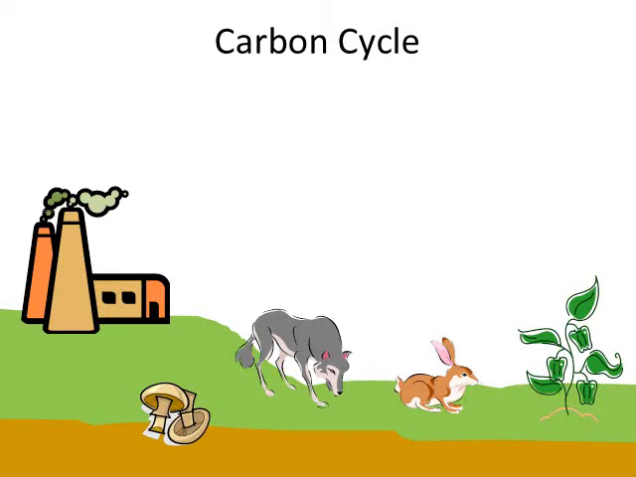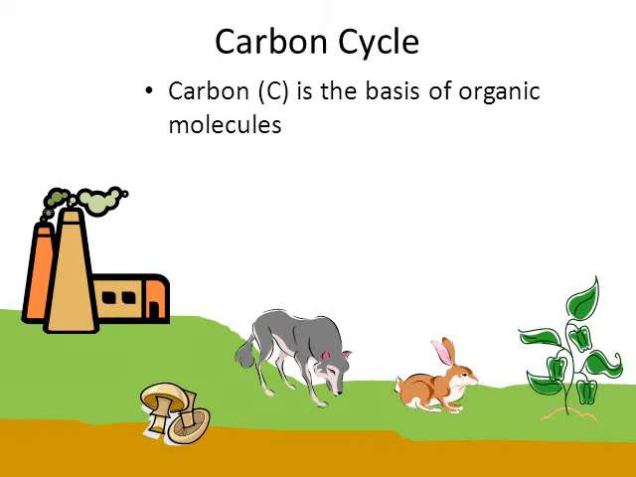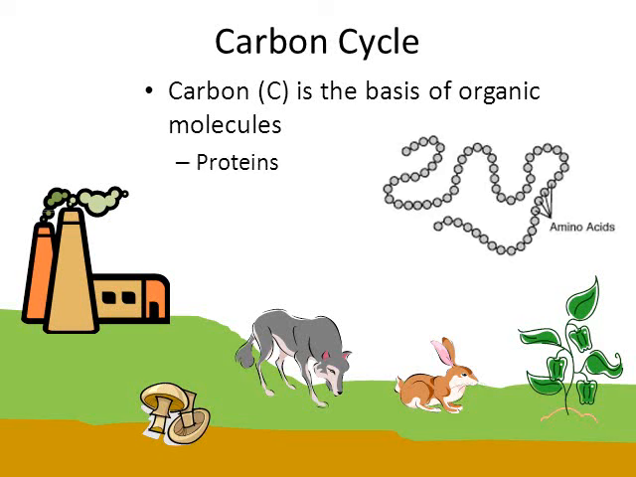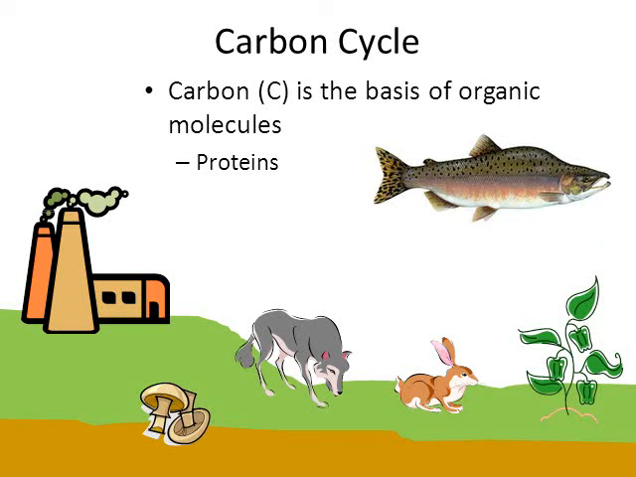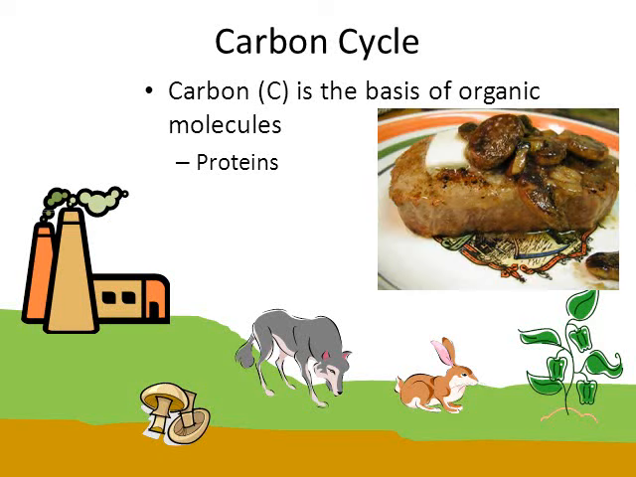So when we look at the carbon cycle, I want to look at the carbon cycle next. Carbon, why do we need it? Because carbon is the basis of organic molecules. Remember the four categories of organic molecules? You've got proteins. Remember, proteins are a big chain of amino acids. Foods that are high in proteins would be like fish and eggs and steak and meat.